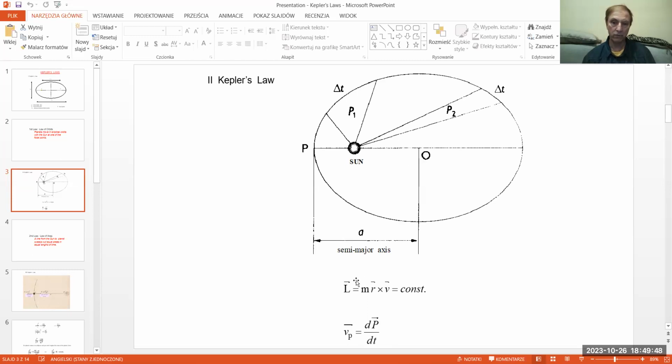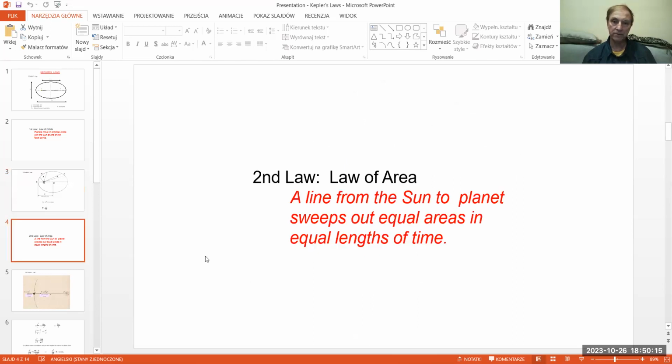But again, for students who are not too familiar with mathematical calculations, these two formulas, these two equations, you do not need to remember them. The only thing you need to memorize is this definition, this text or description of the second Kepler law.